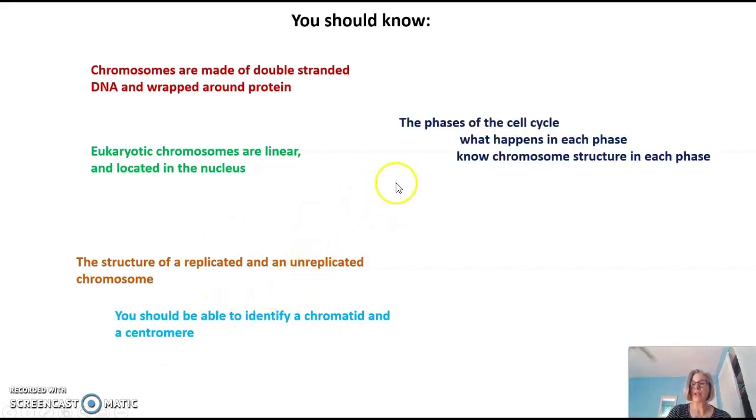You should know in general the phases of the cell cycle and what happens in each phase. And you should know the chromosome structure in each phase. Finally, you should know what a karyotype is and what information it tells you.